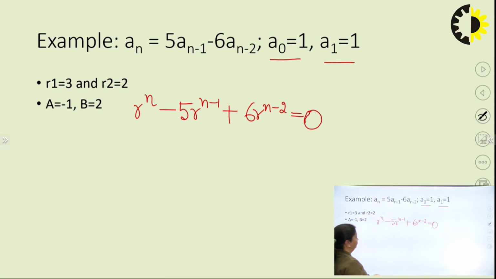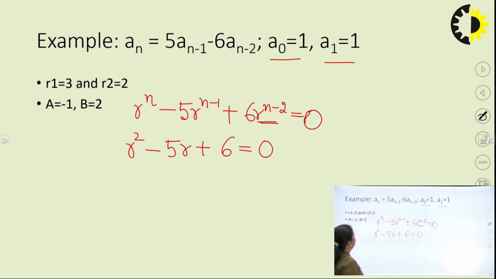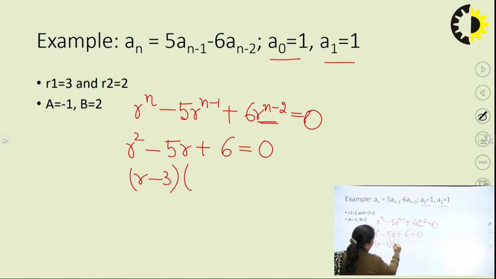Now I will divide this entire equation by the smallest power of r. The smallest power of r here is r to the power n-2. So what will I get? I will get r squared minus 5r plus 6 equal to 0. Now this is nothing but a quadratic equation. Whenever I solve this quadratic equation, I get (r minus 3)(r minus 2) equal to 0.